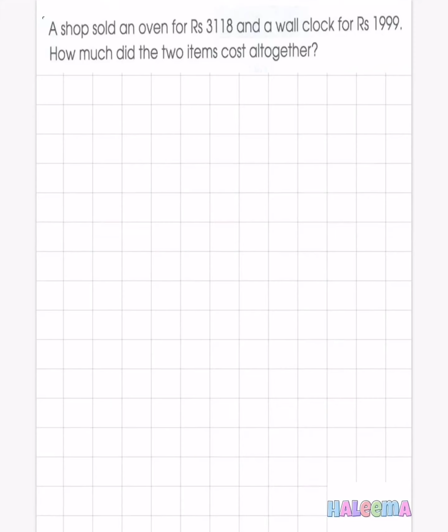A shop sold an oven for rupees 3,118 and a wall clock for rupees 1,999. How much did the two items cost altogether? You know what altogether means? Yes, altogether means to add as well. Remember, in the first step, we have to write the data. All right, see, the items that we have are an oven and a wall clock.